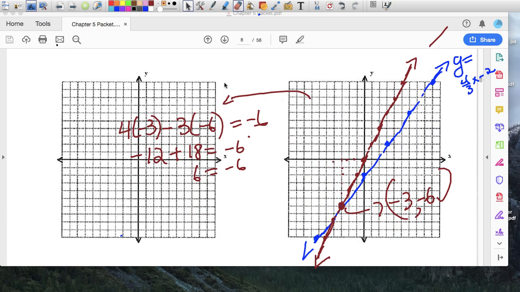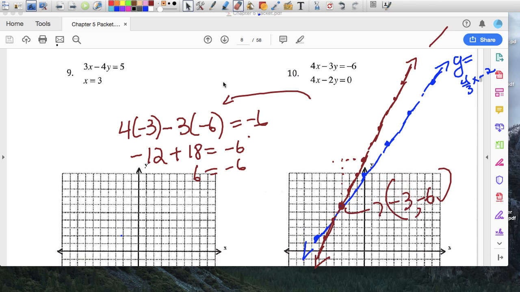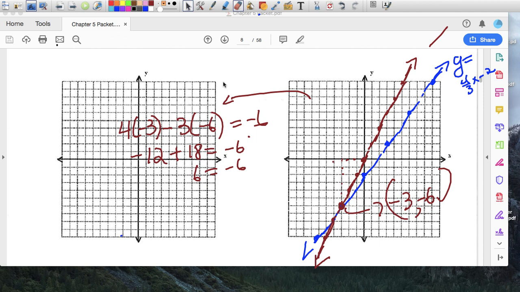Did I use minus 2? I did. Did I use 0? I did. Well, I'm going to have to do it again because it's not working, unless I counted wrong. 1, 2, 3, 4, 5. I'll just do it again. So number 10, yay, I get to do it again.